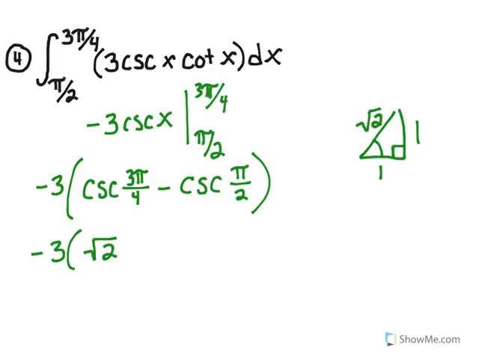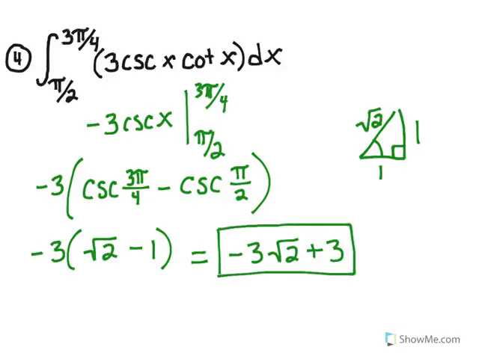And then the cosecant of pi over 2: the sine of pi over 2 is 1, and the reciprocal of 1 is still 1. So this is minus 1. Okay? Now I can't combine the square root 2 and the negative 1 together because they're not like terms. One's a radical, one is not. So to get my final answer here, I just need to distribute the negative 3. So you can write negative 3 square root 2 plus 3, or you could write 3 minus 3 square root 2. And that's your final answer there.